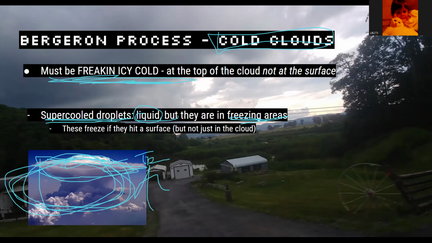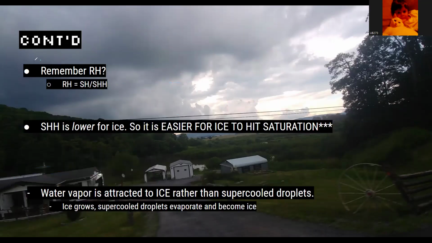And here's something else that we gotta know. Remember what we learned about in the last video. We have relative humidity, and we've got the actual water vapor present divided by the potential. So that potential, the possible water vapor, is way lower for ice because colder air can't hold as much, right? So that means it is actually easier for the ice to hit saturation.